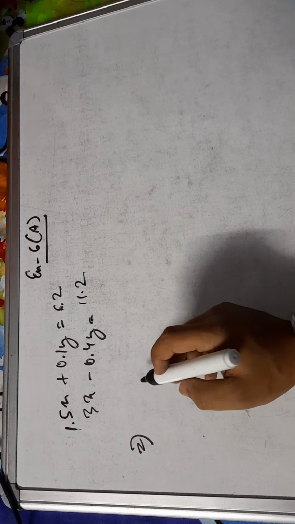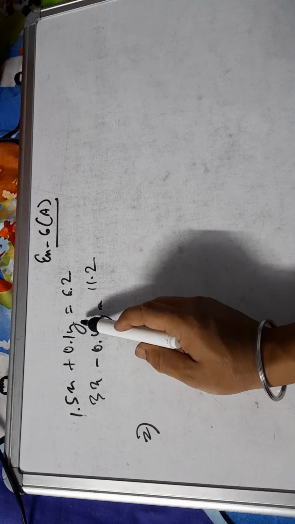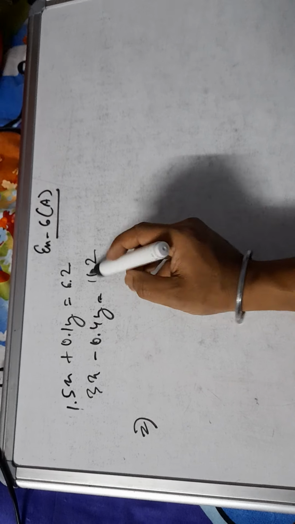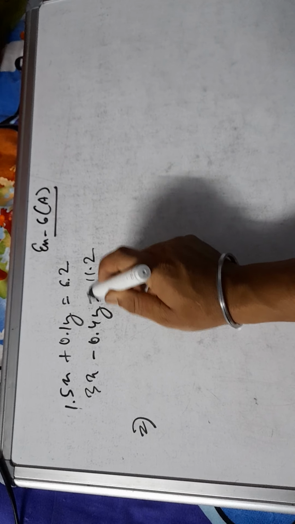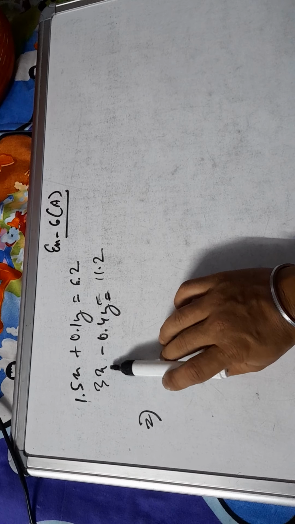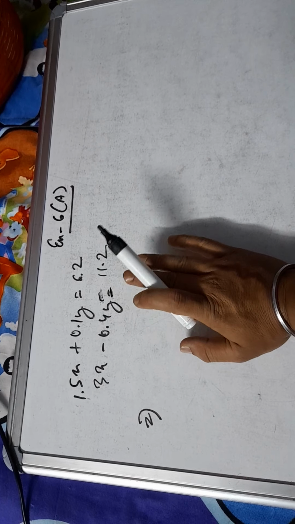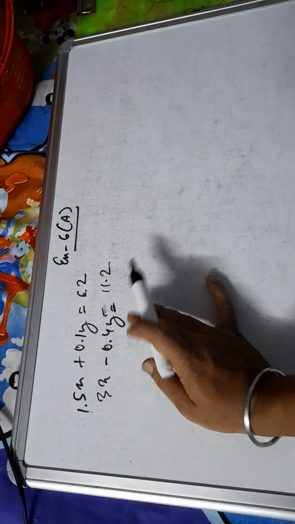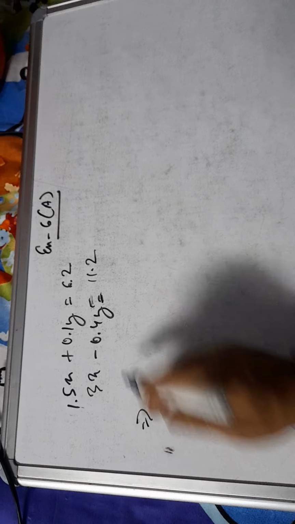In this equation we can write 1.5x plus 0.1y equals 6.2, and 3x minus 0.4y equals 11.2. In this equation you can see only 3x is a number which is not in decimal. So if this format comes in front of you, how will you do it?